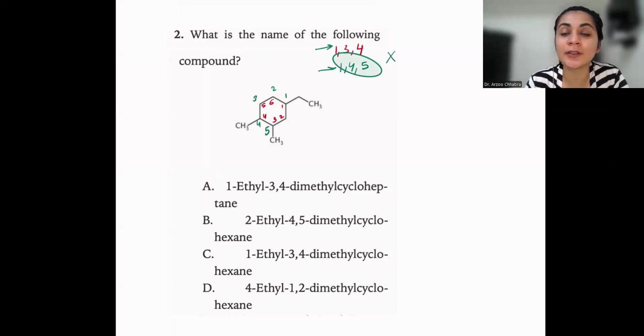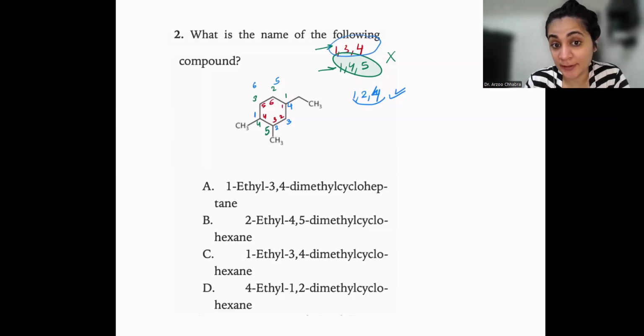Okay, so is there any other way of numbering the compound so that the substituents get the lower numbers? So let's think about 1 over here, right? 2, 3, and 4. If I go this way, this route, 4, 5, 6, then my substituents are getting 1, 2, 4. So I do see now that the substituents are getting even lower numbers, 1, 2, 4. So this is better numbering compared to 1, 3, 4, right?